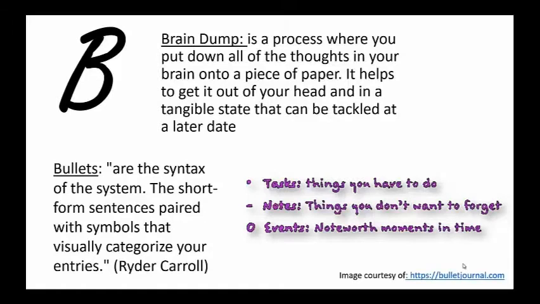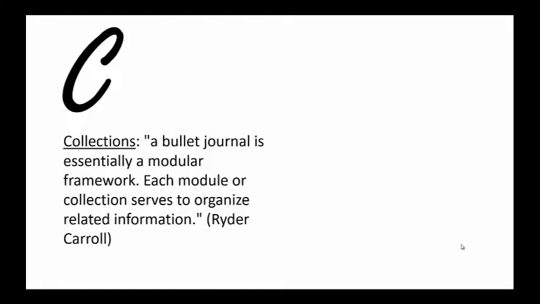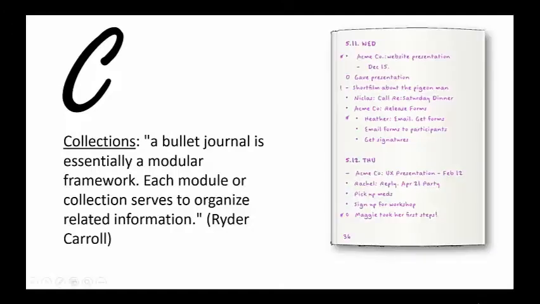All right, on to C. A bullet journal is essentially a modular framework. Each module or collection serves to organize related information. Basically, collections are just a group of pages together that help organize a piece of information. This collection shows a daily log or something that's tracking throughout the day. So the collection itself would just be all the days of the week throughout that week or that month.